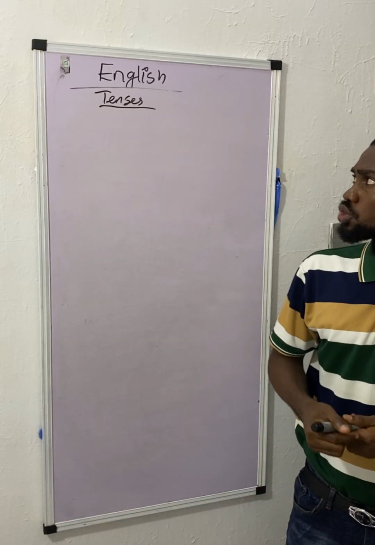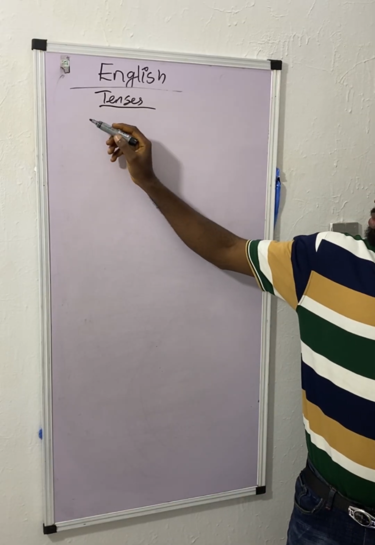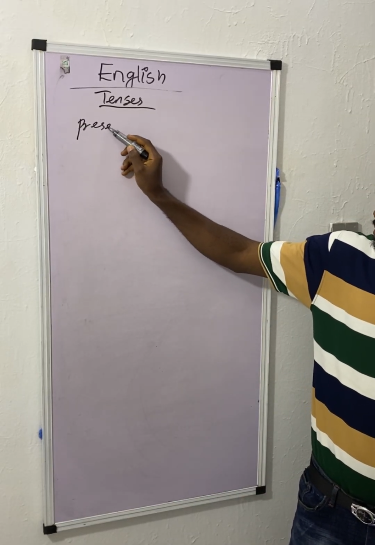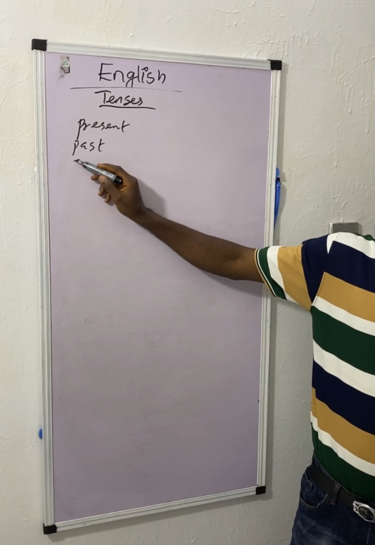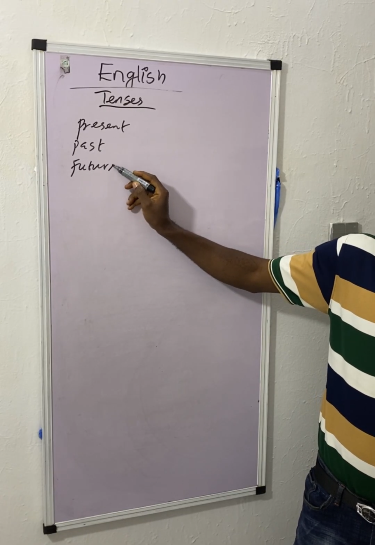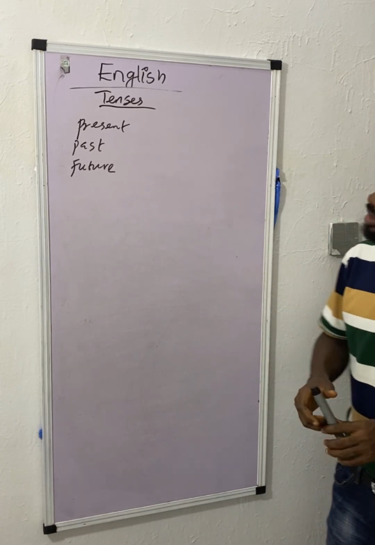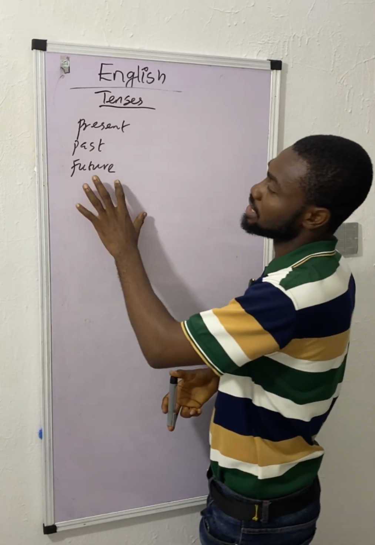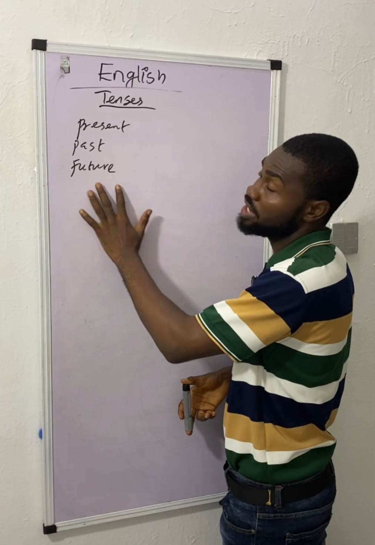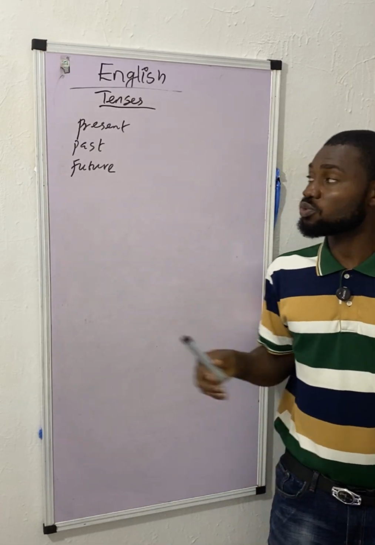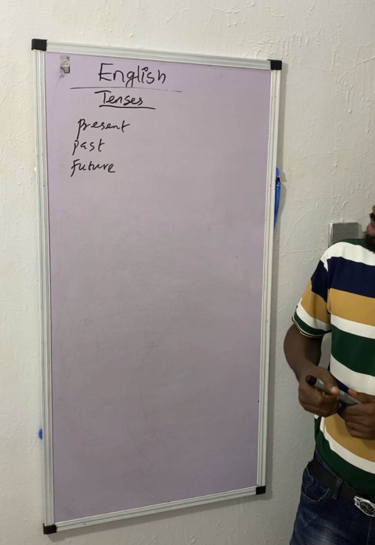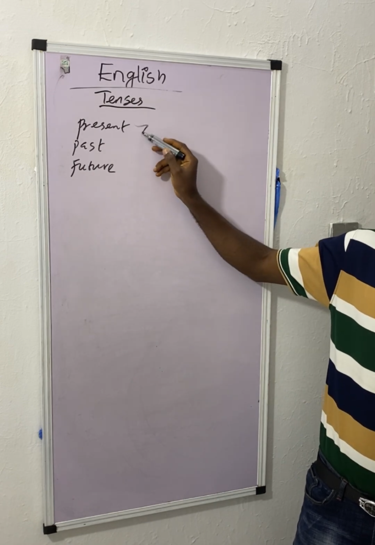English tenses are forms that show when something happens: in the present, in the past, or in the future. Their component is usually verbs. Okay, they are made up of verbs. All right, so these are the tenses.